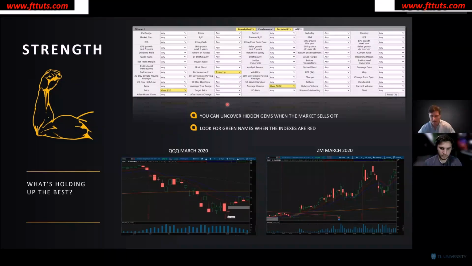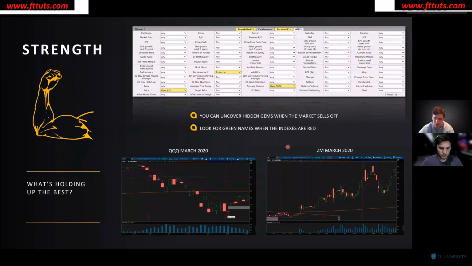So again, specifically during market sell-offs, you can uncover hidden gems. Look for green names when the indexes are red. And that doesn't mean you run out and just buy the stock, but when you see a stock that's consistently green when the markets are selling off, it's a really positive sign.